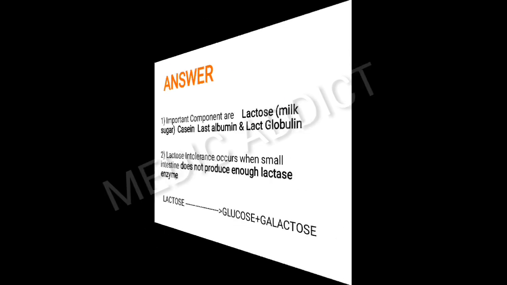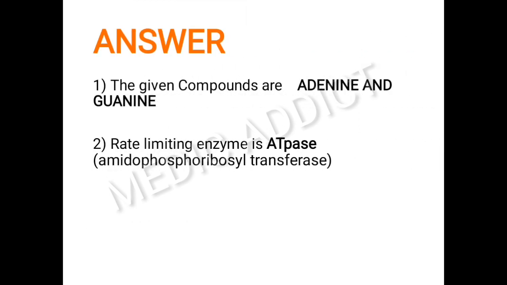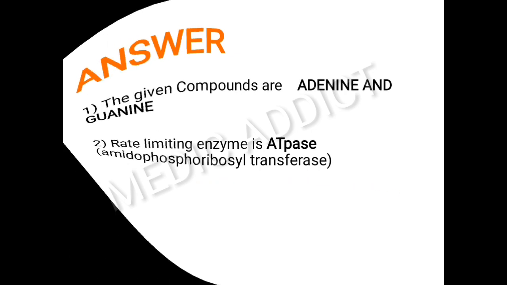Moving on to the second spotter, it shows structures and we have to identify them, and give the rate limiting enzyme in the synthesis of this compound. The given structures are adenine and guanine, and the rate limiting enzyme is amidophosphoribosyl transferase. Moving on to the third spotter.